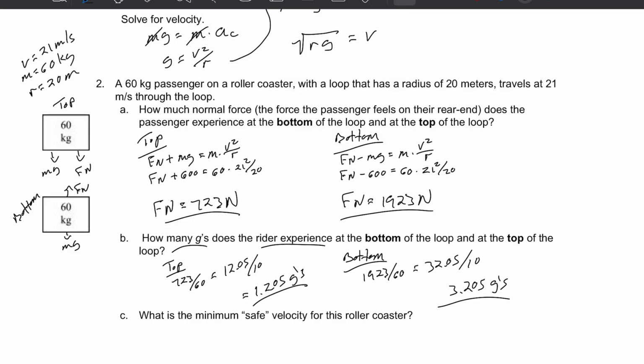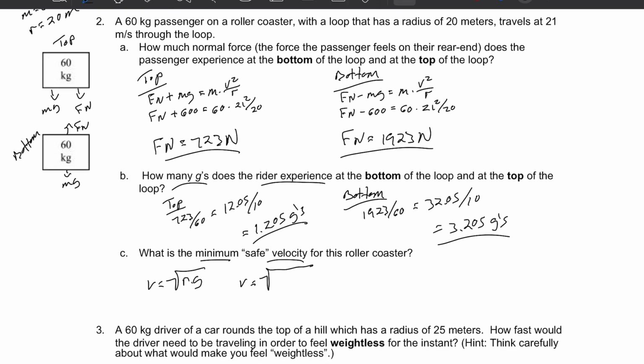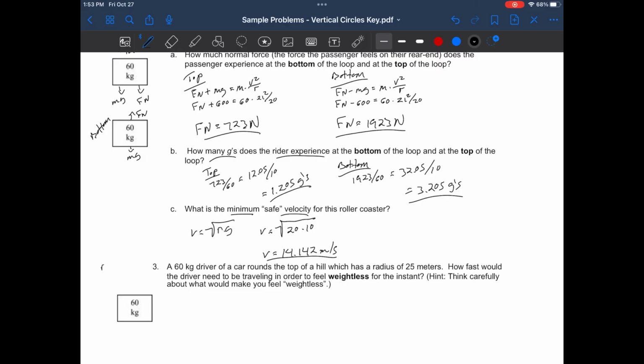What is the minimum safe velocity for this roller coaster? We know the minimum safe velocity would be based off of the square root of rg. We've derived it already, but let's just go ahead and use it again. The square root of rg would be the square root of the radius 20 times g 10, or the square root of 200. The square root of 200 looks like it's going to be 14.142 meters per second.